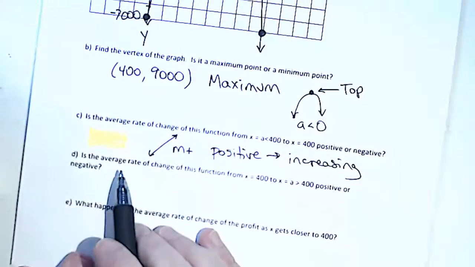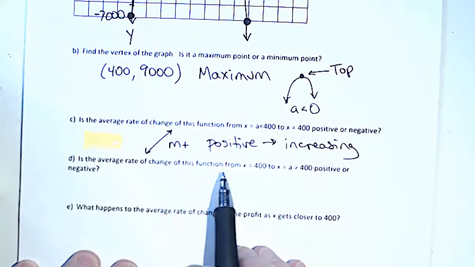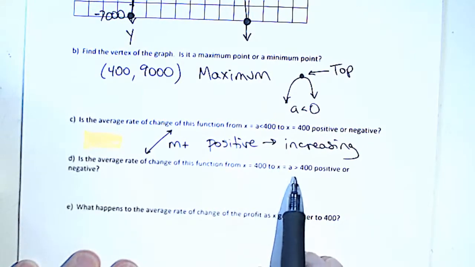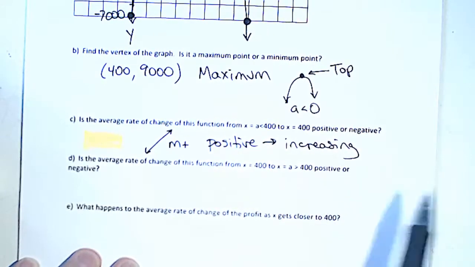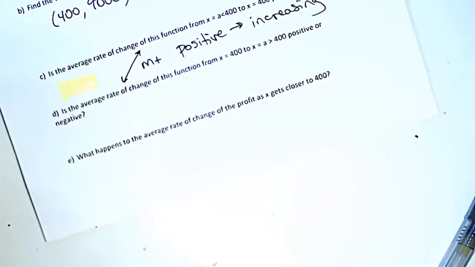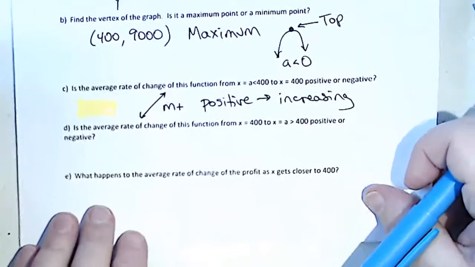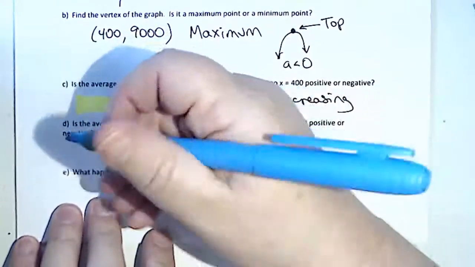Is the average rate of change of this function from x equals 400 to x is something greater than 400, positive or negative? This one will be blue. I just have to find my blue. Oops, sorry. Chaos. I reached for my blue pen and everything fell over. How are we ever going to survive this?